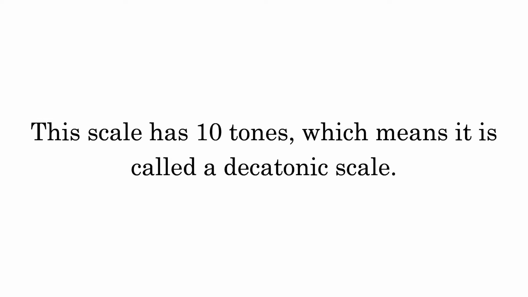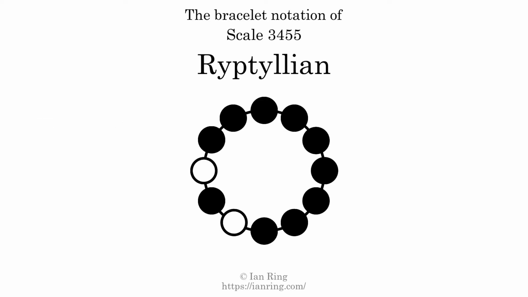This scale has 10 tones, which means it is called a decatonic scale. This is a bracelet notation diagram of scale 3455. The shaded circles represent tones that appear in the scale, and they are read clockwise, starting at the top.